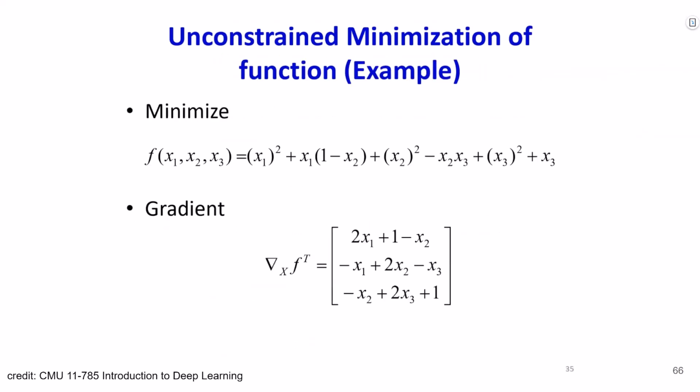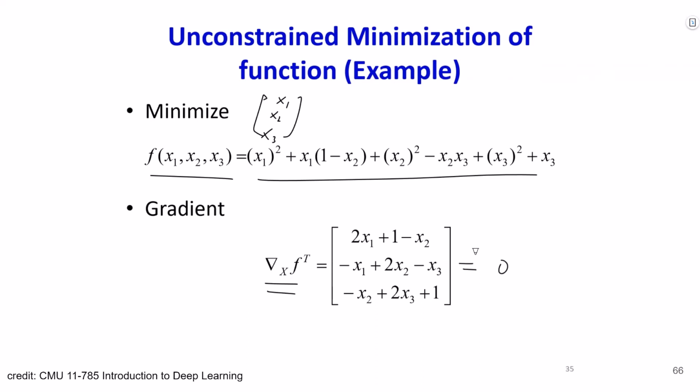I'm going to give you a concrete example. Let's say our function looks like this. It receives a three-dimensional vector as input and outputs a single number. And you can calculate the gradient like this. And before we move on, try to find the positions where the gradient becomes 0. That is our first step.